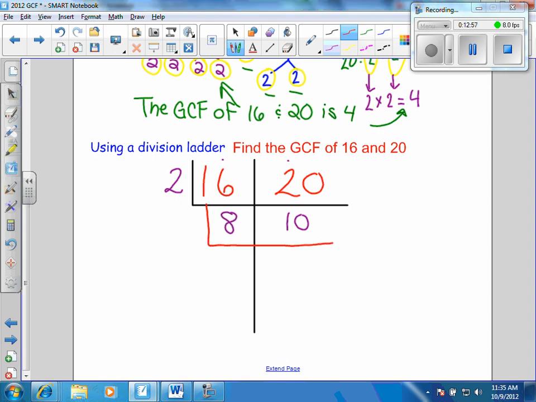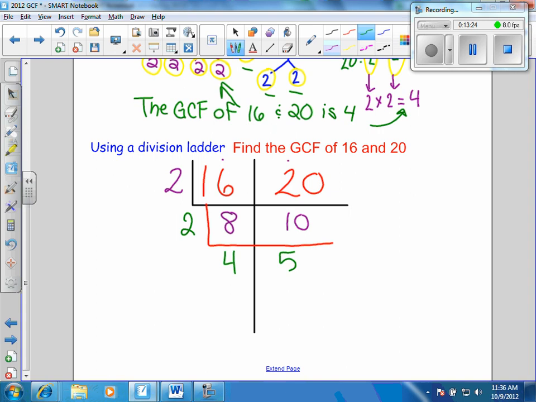And then, Augie, is there anything common to 8 and 10? 2, right? So I put a 2 here. And then 8 divided by 2 is what? 4. And 10 divided by 2 is 5. Is there anything other than 1? We don't use 1s in the division ladder. Anything common to 4 and 5?